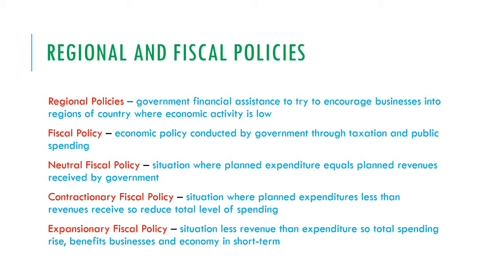So it's essentially just the same. Then you have contractionary fiscal policy, which is the situation where planned expenditure is less than the revenues, so it will reduce the total level of spending.